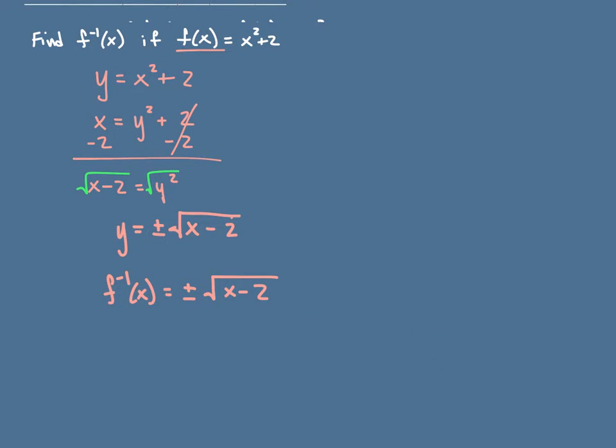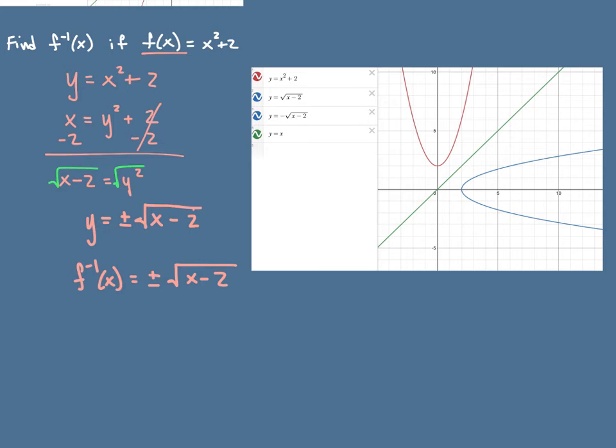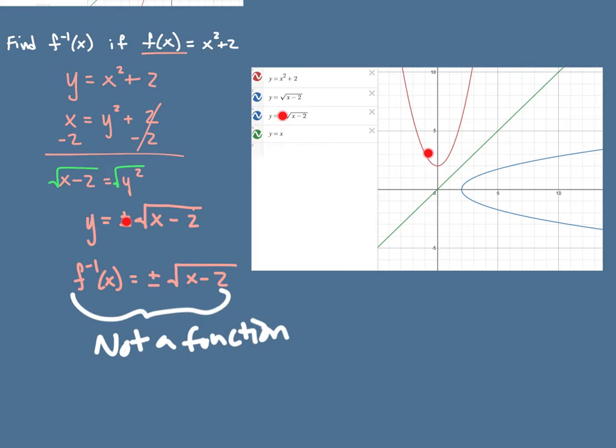Let's look at this on Desmos to see. Once I plugged this into Desmos, I plugged in my original function, x squared plus 2, and then calculated the inverse of this. We have to account for both the positive and negative square root. Here's our original function, and here is our inverse. Our inverse is not a function. Technically it's not a function because it doesn't pass the vertical line test, and we have to account for both the positive and negative.